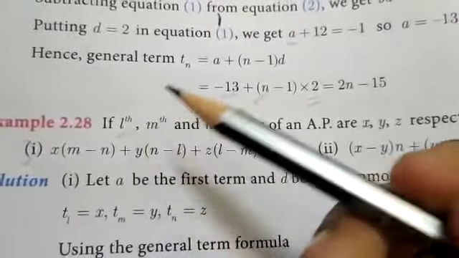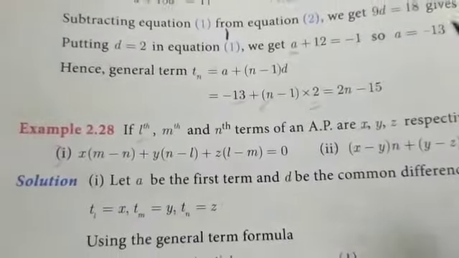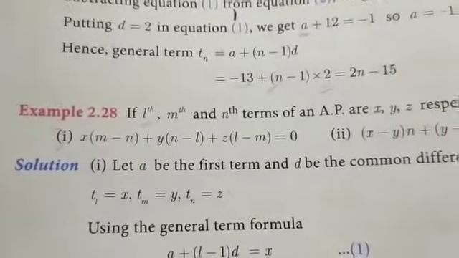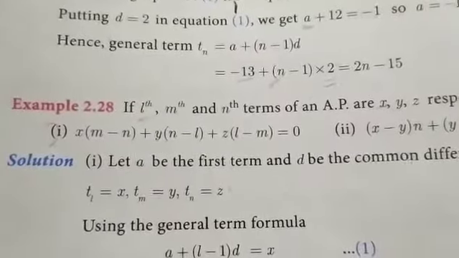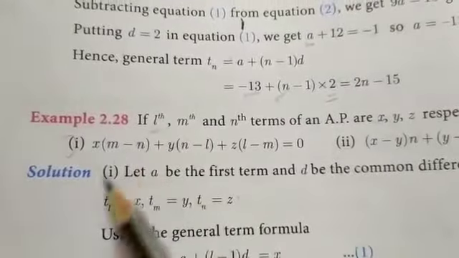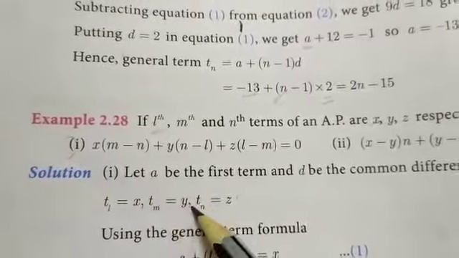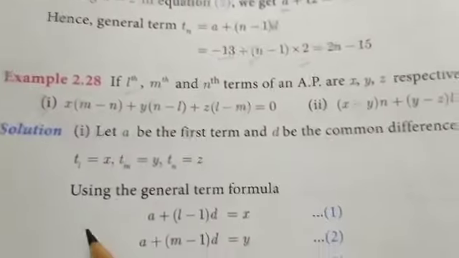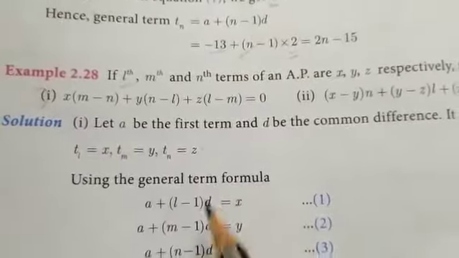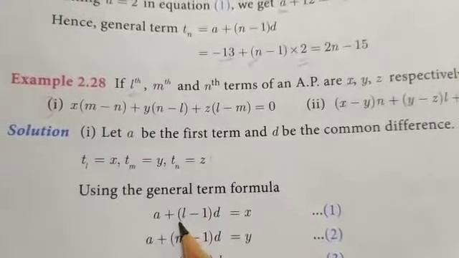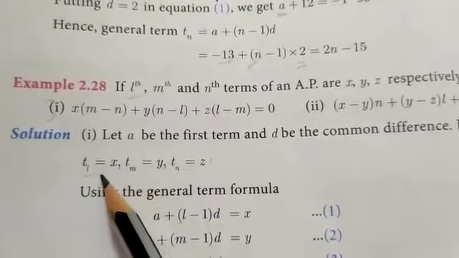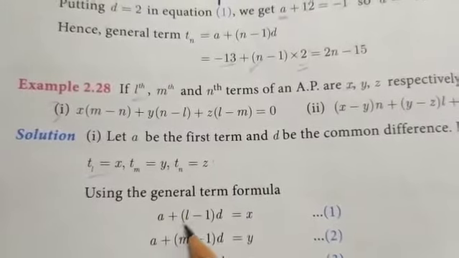It can be 2, 3, 5, 7, anything. We don't know that. We'll just solve the sum. So Tl equal to x, Tm equal to y and Tn equal to z. Using the general formula, you already know that in the place of n we are putting l. So here too in the place of n we'll put l.